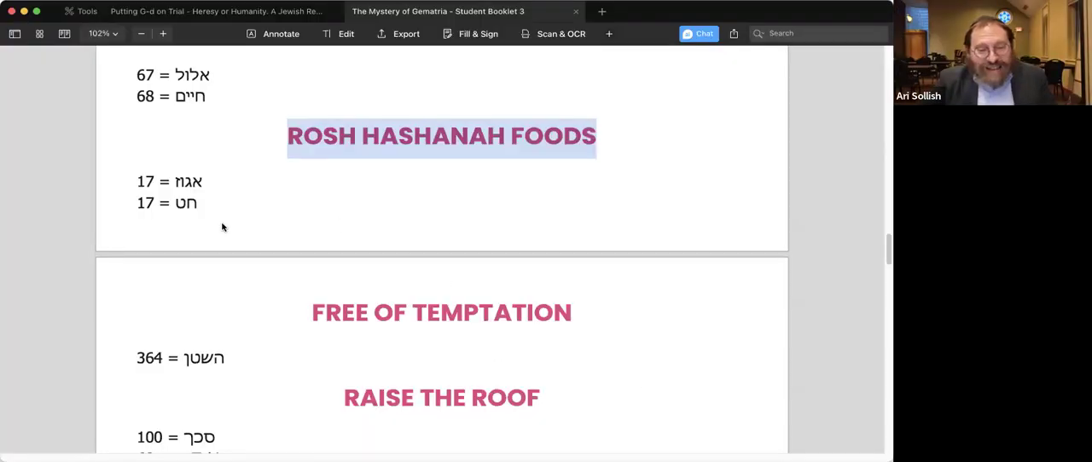So here's the interesting thing. There are certain things that we don't eat. Just as there are things that we do eat on Rosh Hashanah, there are things that we avoid eating. And one of the things we avoid eating, and I have it here on the handout, is egozim. What are egozim? Nuts. We don't eat nuts.